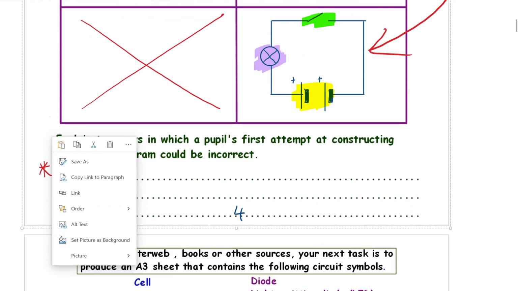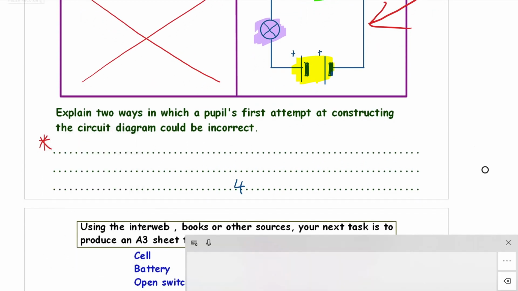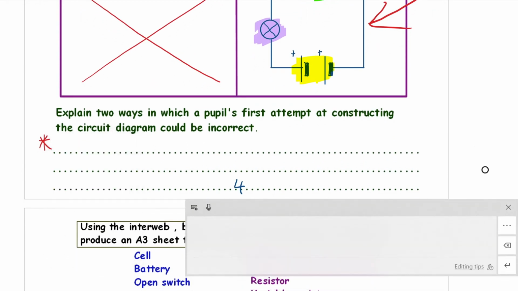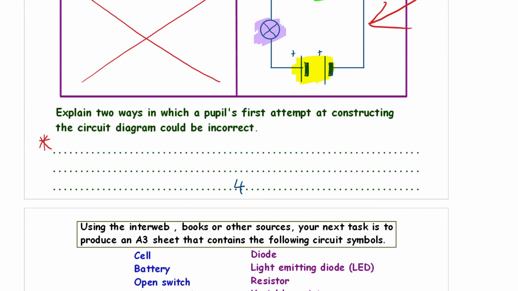You can then, I'll just asterisk here in red, you complete that for 2 ways in which you could have improved yours. Did you use a ruler? Did you choose the correct symbols? Did you put them in the right order? Did you use a pencil? Always do your circuit diagrams in pencil, please.